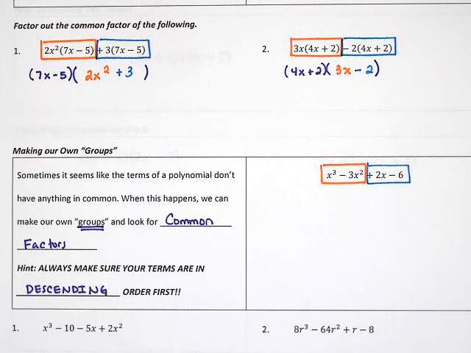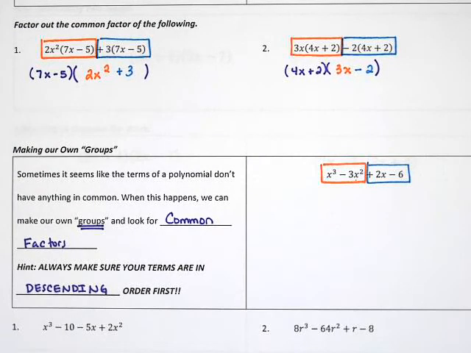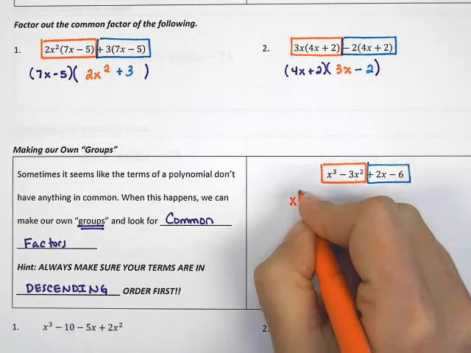Now what I'm going to do is look at each group separately. So let's look at just the orange group first. If I just look at these two terms and I say what do they have in common, the answer would be x squared.